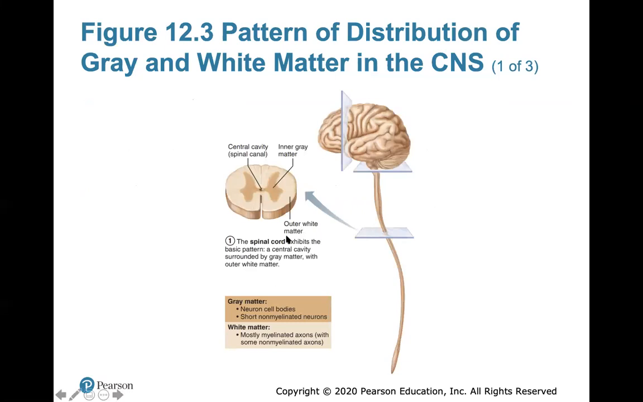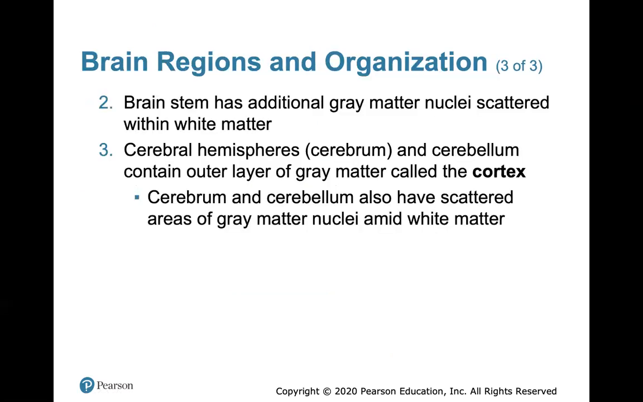So here we have a look at the spinal cord exhibiting the basic pattern of the central cavity filled with spinal fluid, the inner gray matter surrounded by outer white matter. And it does change as we get a little bit more to the cerebrum part of the brain, but this is the basic distribution of gray and white matter in the central nervous system. The brainstem has additional gray matter nuclei scattered within the white matter. That has to do with how the nerve impulses get transferred.